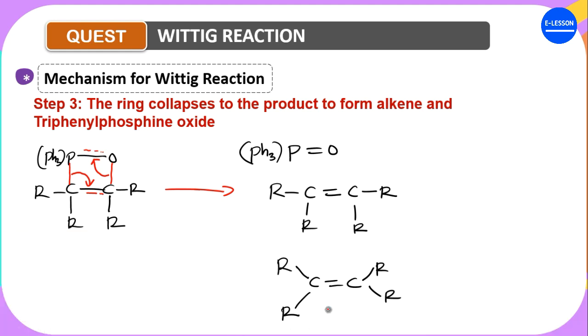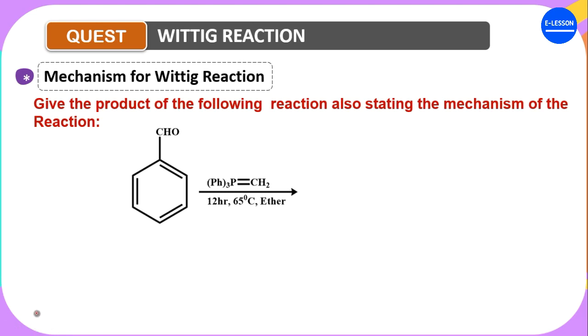This product here is called an alkene. And this is called a triphenyl phosphine. So this is the product of the mechanism for the Wittig reaction. If they say write the mechanism for the Wittig reaction, this is what you follow. Now let's practice some questions.